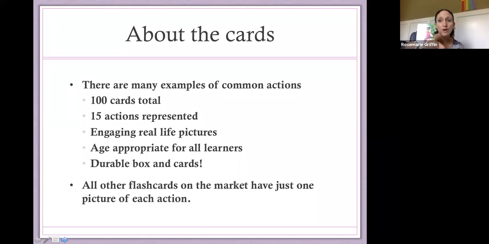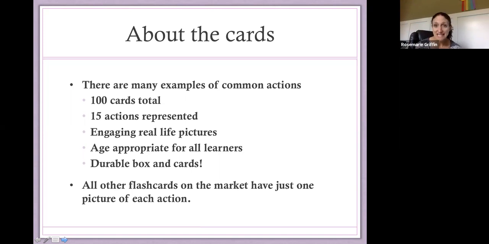There's real life pictures, and I'm going to show you the cards and talk about how I use them. But they're all real life pictures and they are age appropriate for all learners. So I have pictures of boys, pictures of girls, there's different ethnicities represented. I tried to be really cognizant of all that as well. The box is super durable. I've had mine, I think they came out, August will be 2 years that they'll have a birthday. It'll be 2 years for the Action Builder cards. And they're really durable. And so that's always really nice when you're working with students who potentially could throw a box or maybe it fell out of your bag, something like that.